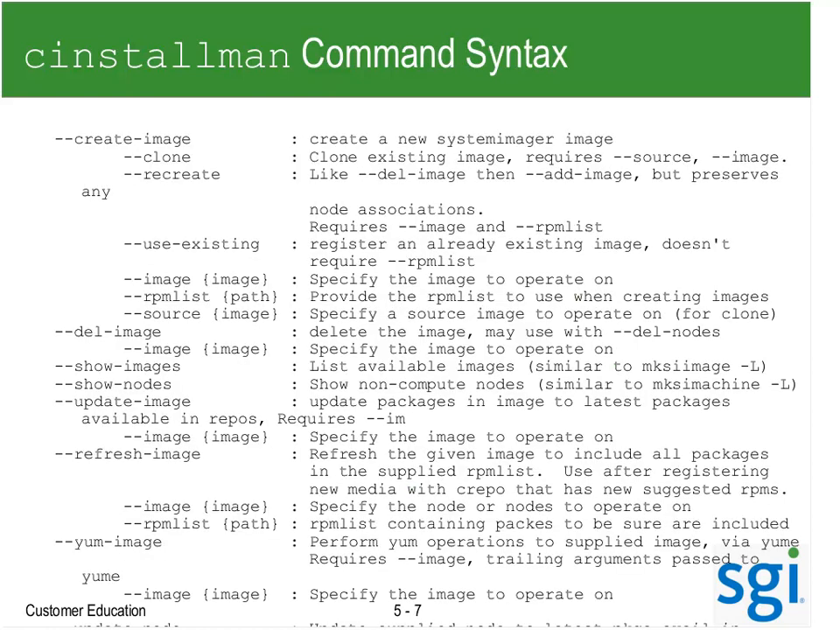So the syntax for install-man, there's no man page, but again, create an image, clone it, recreate it, use an existing image, name of the image, and the RPM list that you're building from. Or delete an image, show images, show nodes and what they've got, update an image, refresh an image to include all packages. So I don't necessarily, in lab, you're going to build the image from scratch. But you don't have to do that. I just want you to do it to be able to do it.